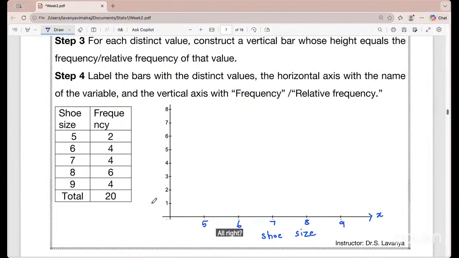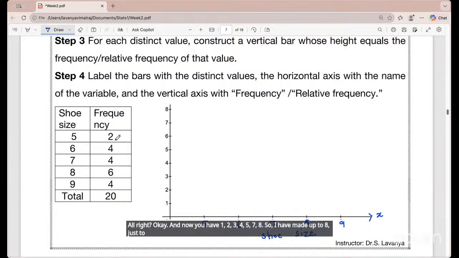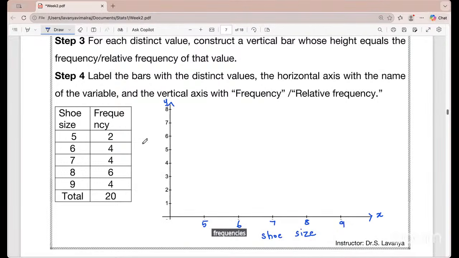Now you have 1, 2, 3, 4, 5, 6, 7, 8 on the y-axis. I have made it up to 8 just to make sure that all these frequencies are covered. What does the y-axis represent? Frequency. So the label can be either frequency or the number of shoes sold, which is what the frequency represents.